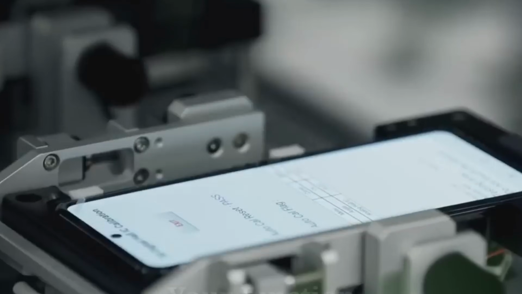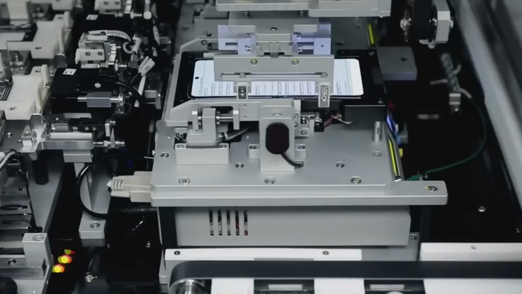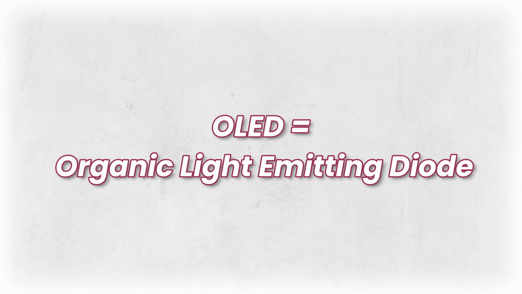OLED screens are also thinner and lighter than LCDs, which is why many high-end smartphones use them. The downside here is that they are more expensive to make, so phones with OLED screens might cost a bit more than those with LCDs, and they're actually better. By the way, OLED means organic light emitting diodes.